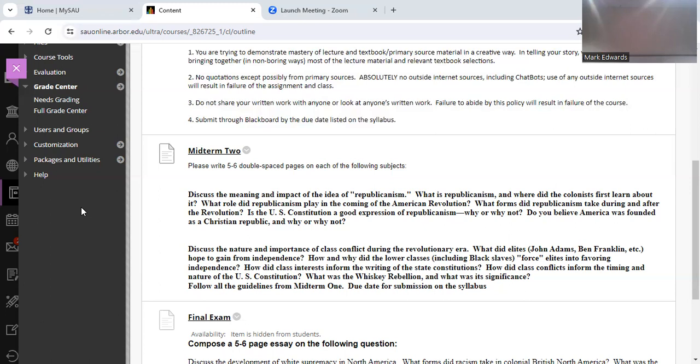Well, what forms did republicanism take during and after the American Revolution? What's the answer to that question, by the way? You can say it in two words. What form did republicanism take after the American Revolution? I'm not sure, but there were the two constitutions, the Confederation, some of the first republic.